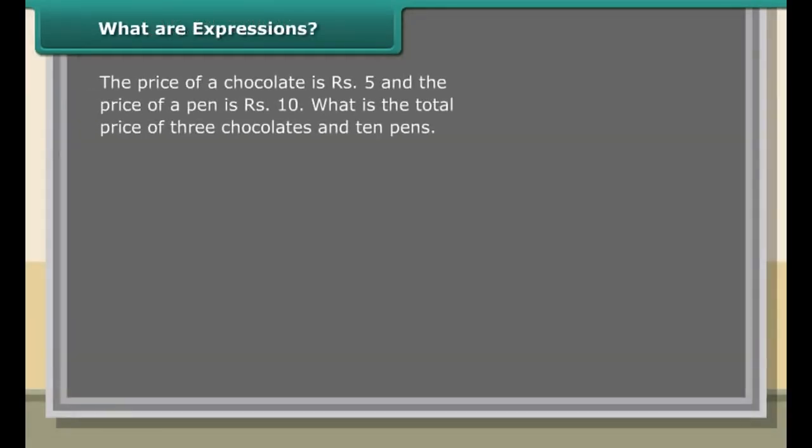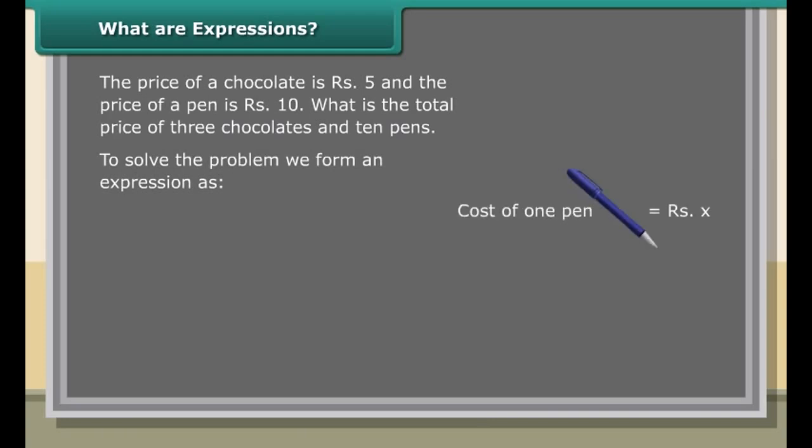The price of a chocolate is ₹5 and the price of a pen is ₹10. What is the total price of 3 chocolates and 10 pens? To solve their problem, we form an expression as cost of 1 pen is equal to ₹X. Cost of 1 chocolate is equal to ₹Y. Cost of 3 chocolates is equal to ₹3Y. Cost of 10 pens is equal to ₹10X.